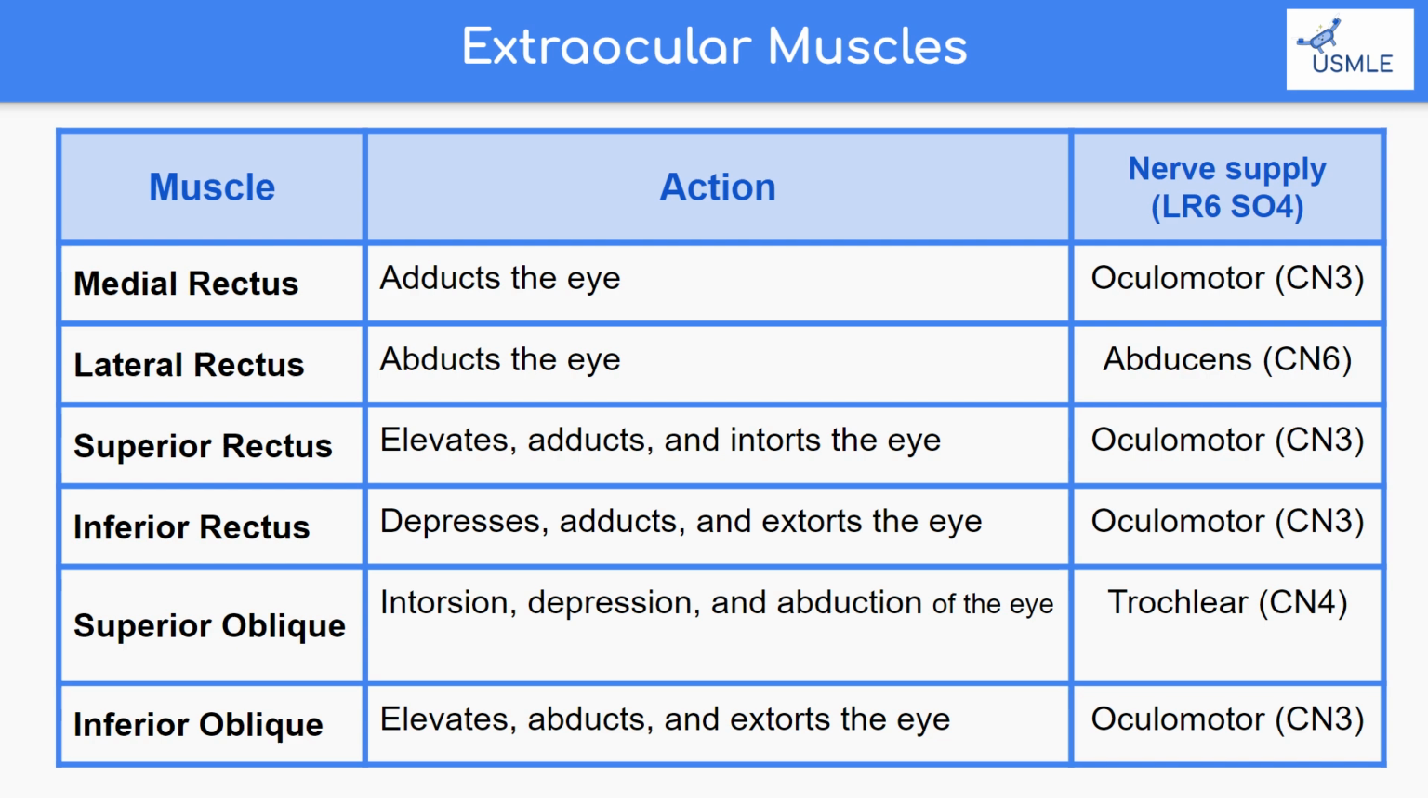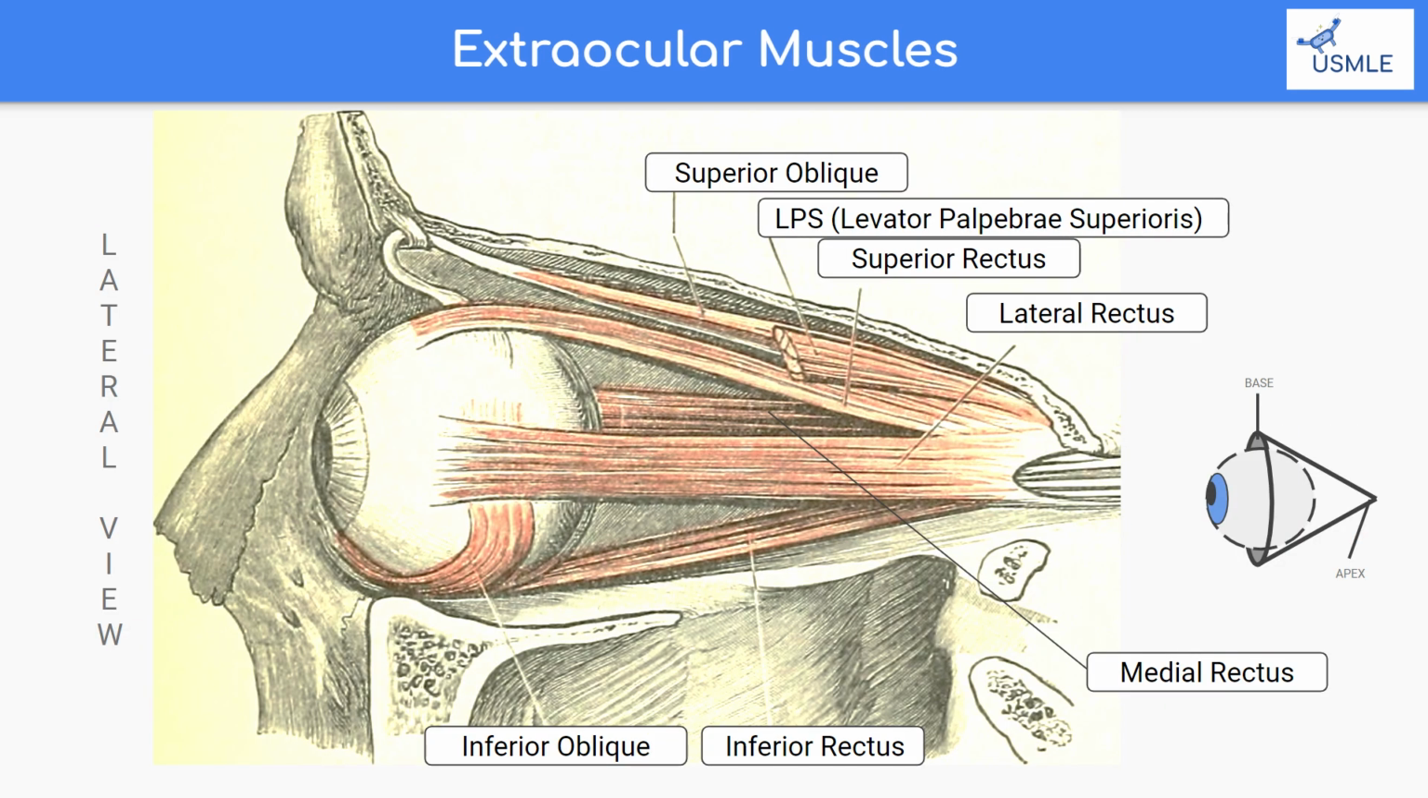Let's look into the actions of each muscle and their nerve supply. Look at this image and navigate to the muscle as I speak. Notice how the muscle pulls on the distal attachment on the eyeball. The medial rectus adducts the eye. The lateral rectus abducts the eye.